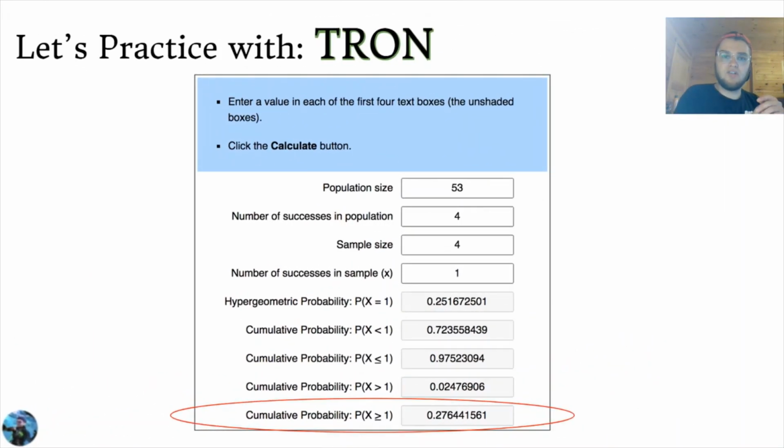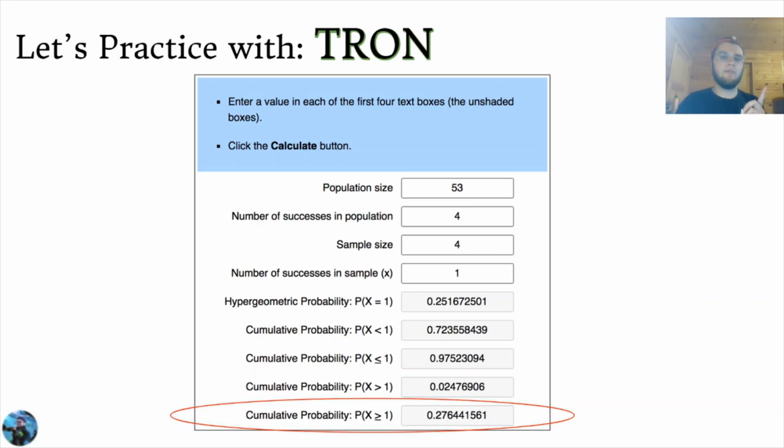So let's see how this looks on the calculator. We have a population size of 53 because we have 53 unknown cards in the deck. We have 4 successes because we have 4 towers. We have a sample size of 4, 2 draw steps, 2 redraws, and the number of successes in our sample, we want 1 tower to make this work. So if we look at the probability x equals 1, we have a 25% chance of drawing exactly 1 tower in the top 4 cards.